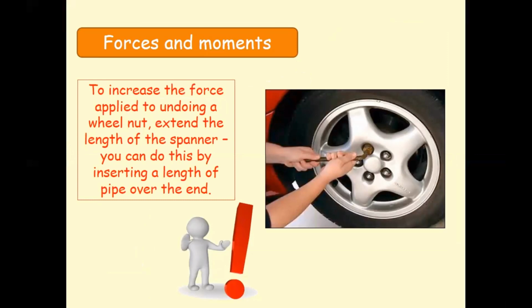Now, to increase the force applied to undo a nut, extend the length of the spanner. You can do this by inserting an extra length. So once again I'm repeating: the greater the perpendicular distance, the less force we need to do the work. For example, the opening of a door: a person who wants to open the door needs a force to pull it open that depends on where it is applied.